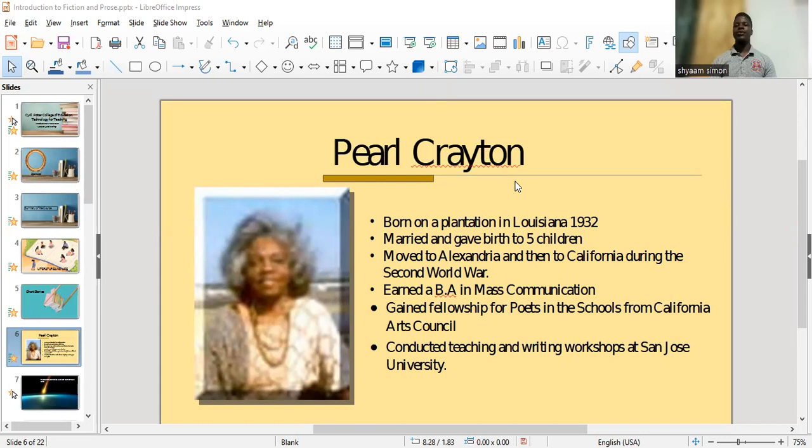Now, Miss Creighton received her bachelor's in mass communication in California. Because of her intellectual capacity and her ability, she later gained a fellowship for poets in the schools from the California Arts Council. She spent most of her life teaching students at San Jose University. So this is a brief biography of Miss Pearl Creighton.